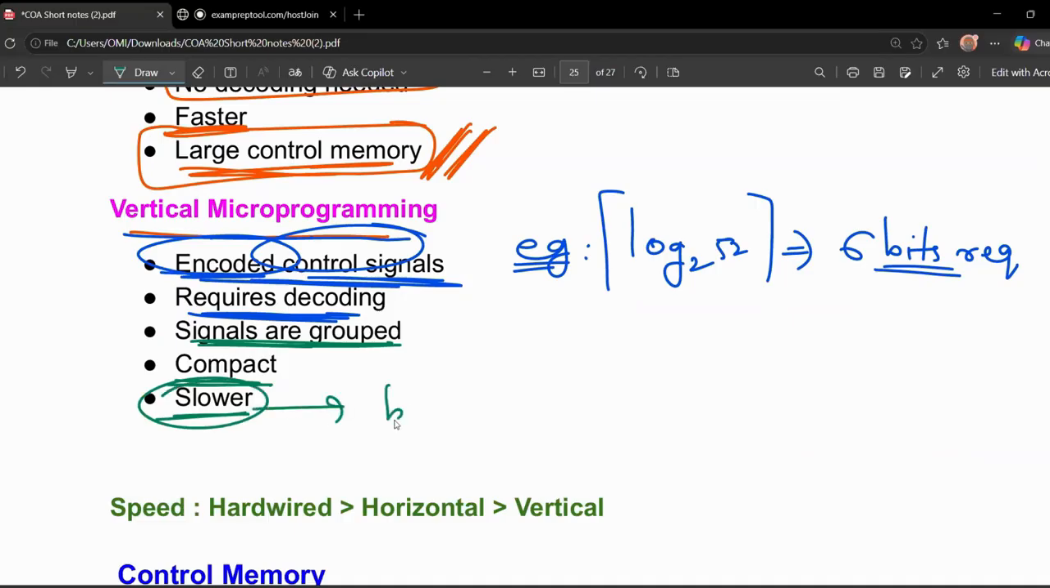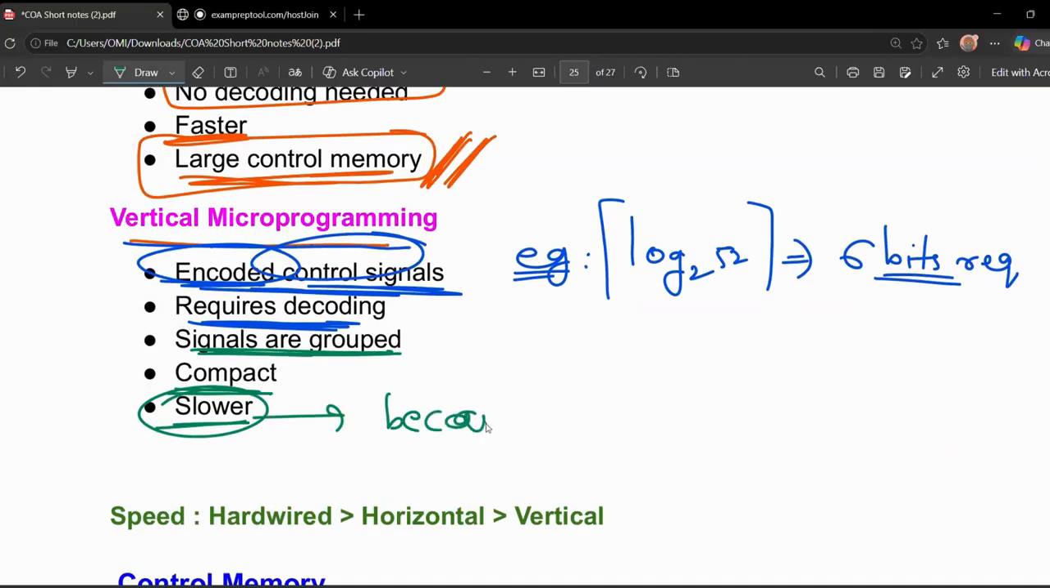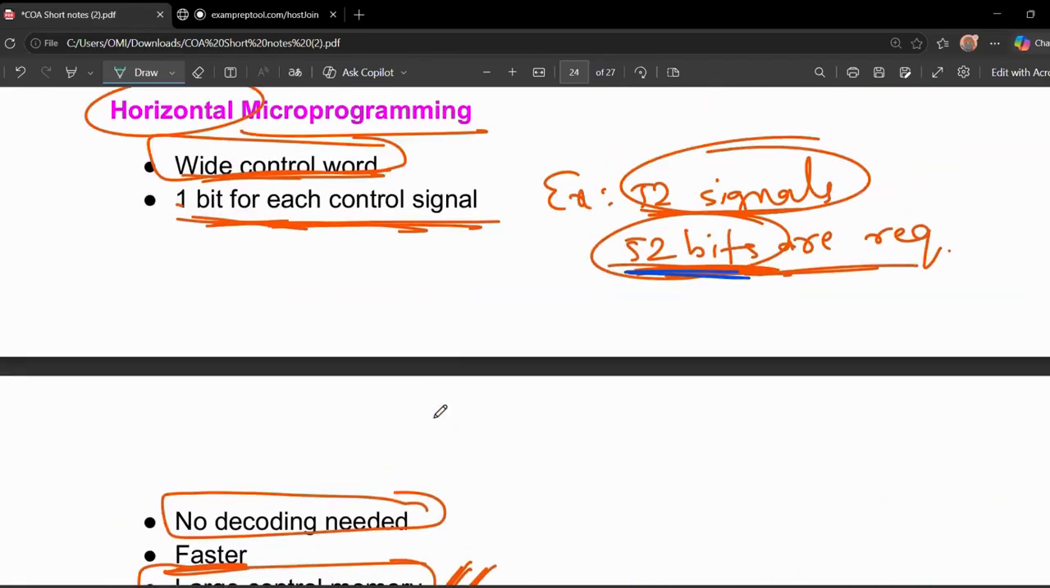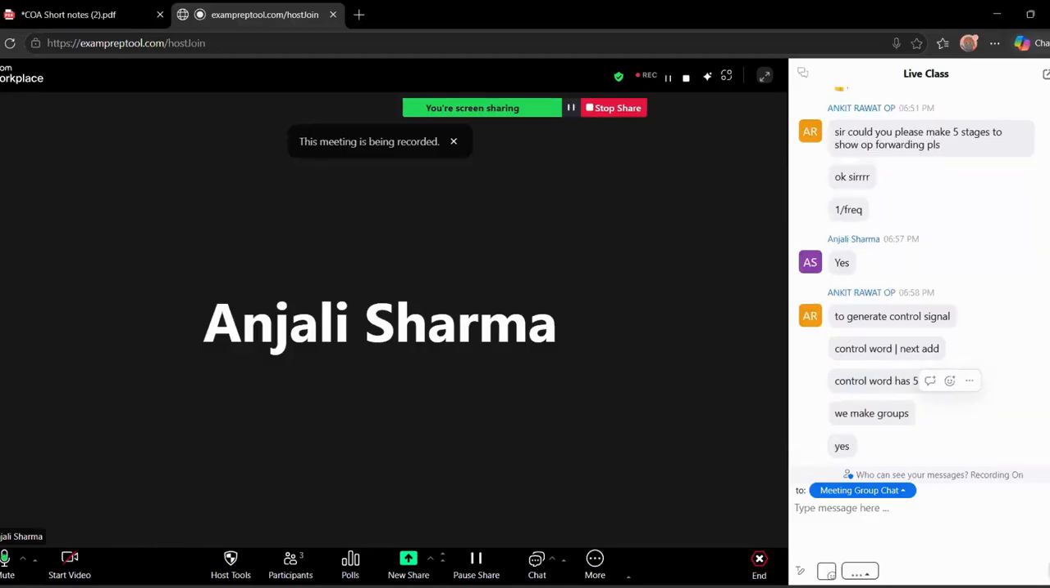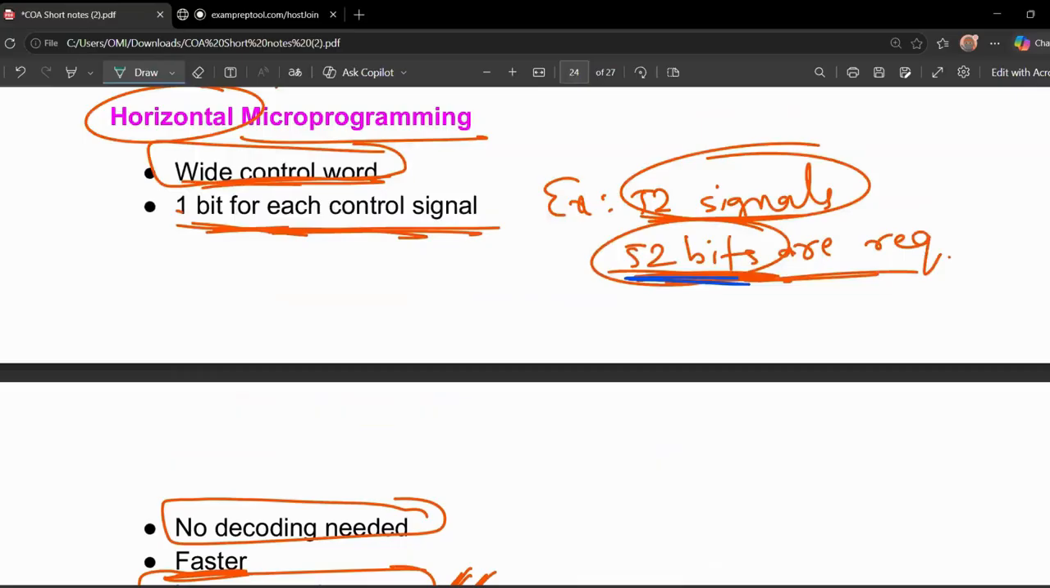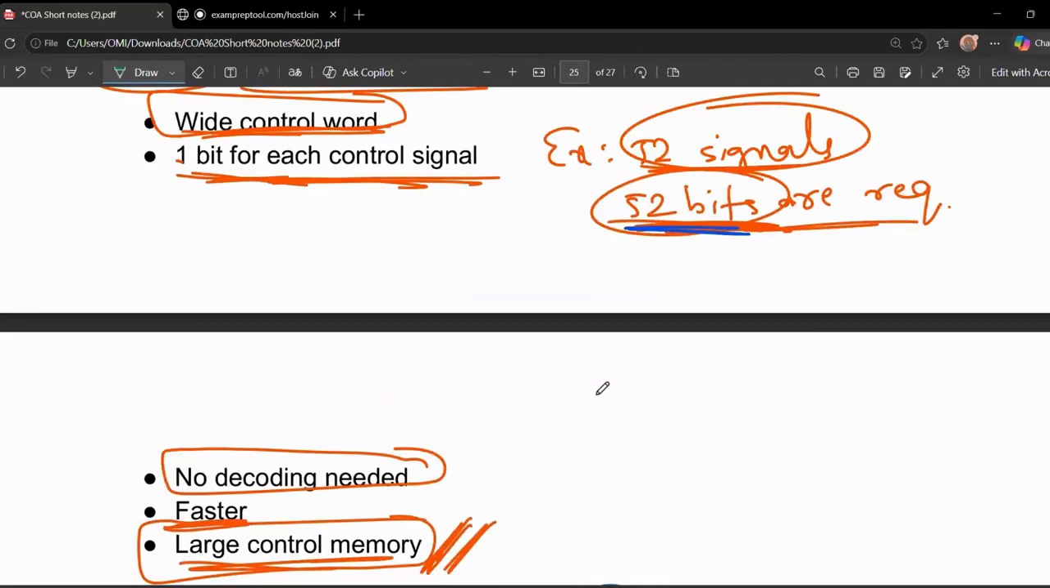Why is it slow? Because decoding is required. So both the methods, horizontal and vertical microprogram, have their own trade-off.